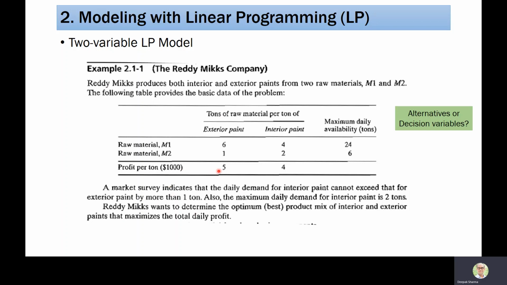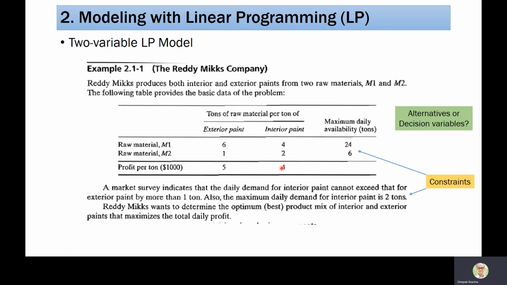And the profit will come when we sell exterior and interior paints. This means that our decision variables should be based on the number of units we are going to sell of the exterior paint and the number of units we are going to sell of the interior paint. So this is the guideline: looking at the objective function, we can decide that the decision variables should be related to exterior paint and interior paint.